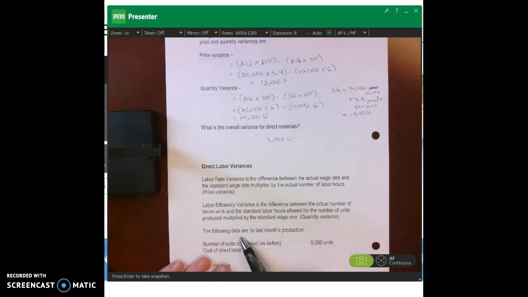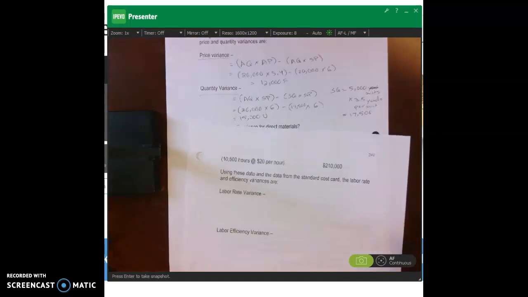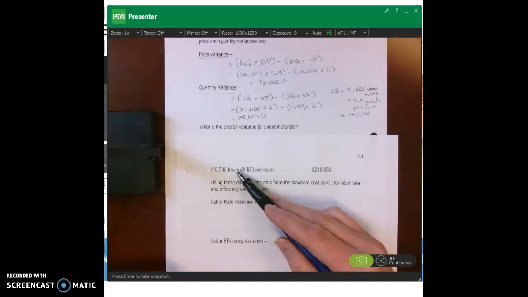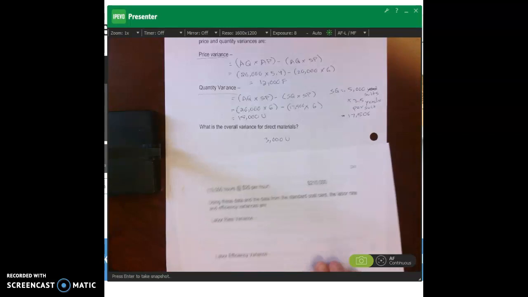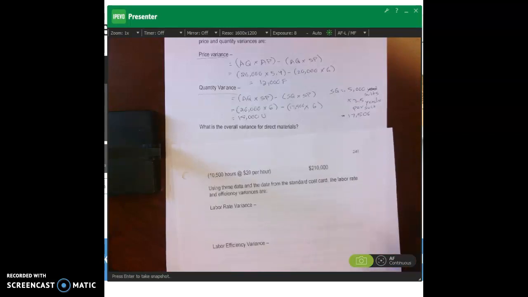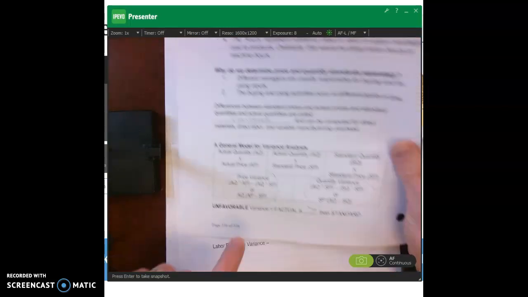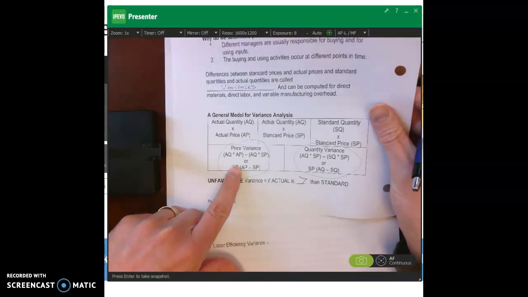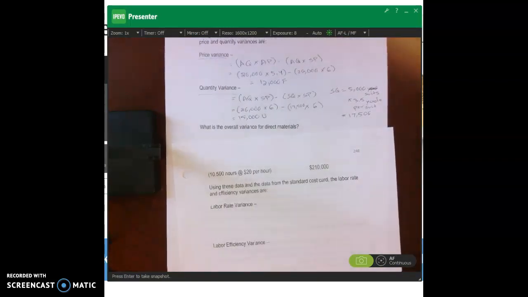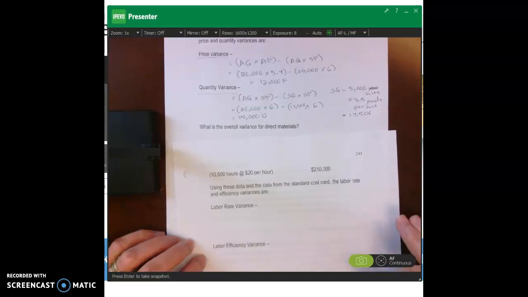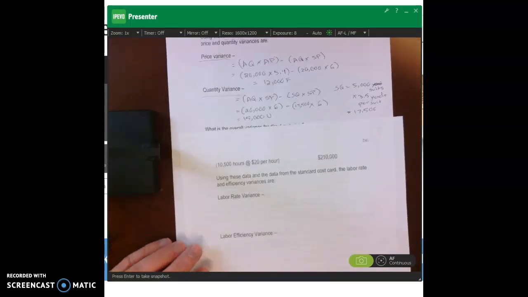We also have data for last month's production. We have the number of suits, 5,000 suits, and we used 10,500 hours at $20 an hour, which gives us our total cost. Now, using the same formulas that we used for our direct materials, our price variance we'll use for the labor rate variance, and the quantity variance we'll use for the labor efficiency variance. Use these two formulas to calculate our labor rate and labor efficiency variances.